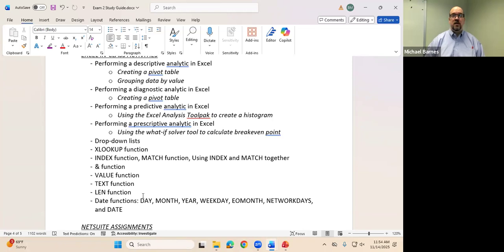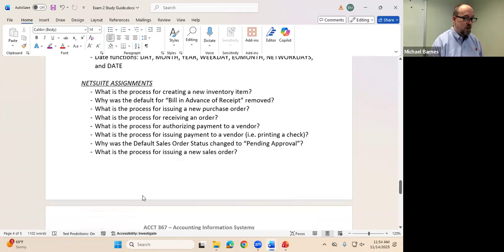Please make sure that you spend sufficient time on this. This is not a big part of the exam. It's only 9 points in aggregate, but that is enough to drop you a letter grade if you don't take it seriously. Speaking of taking things seriously, there's NetSuite assignments.